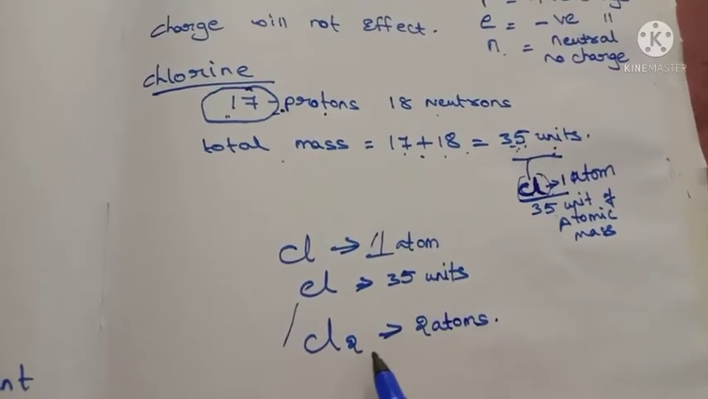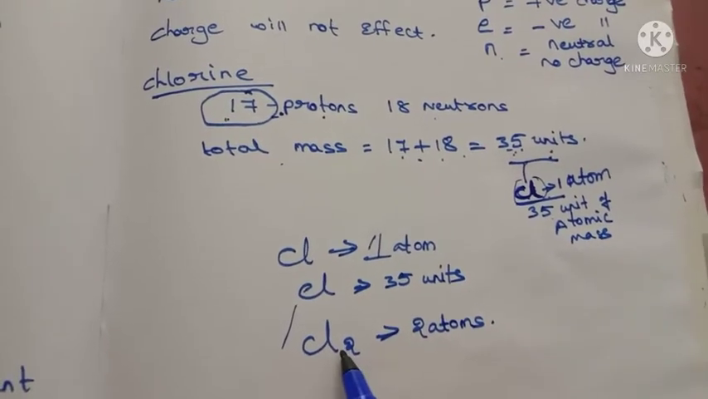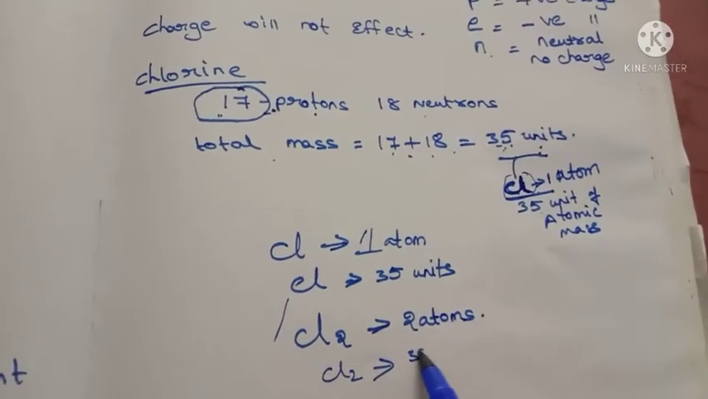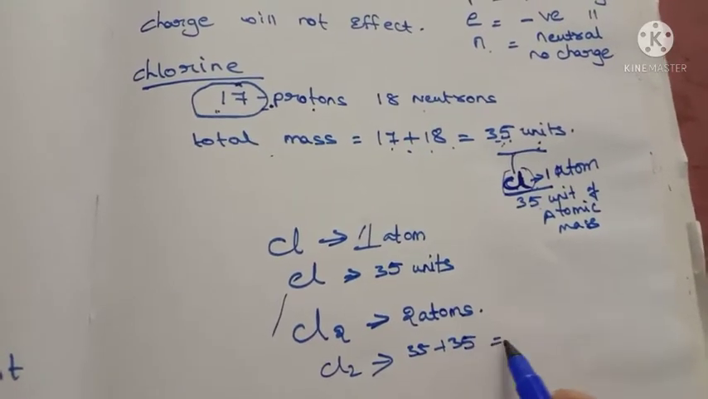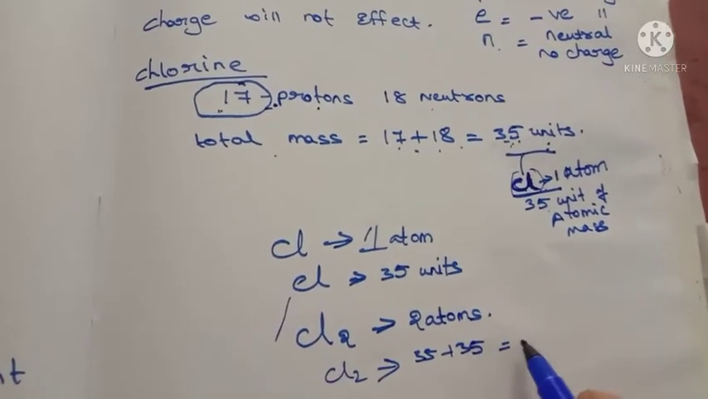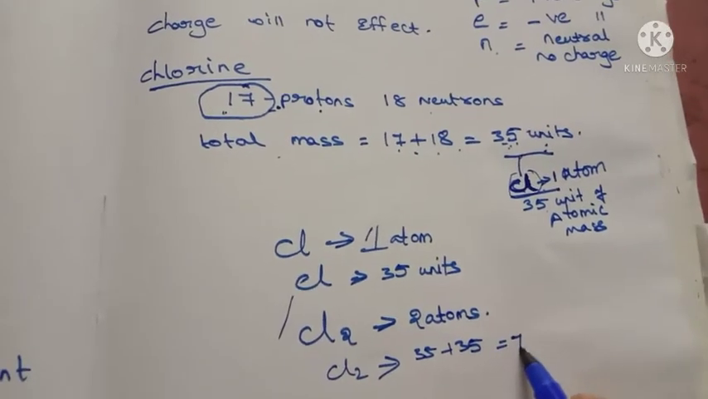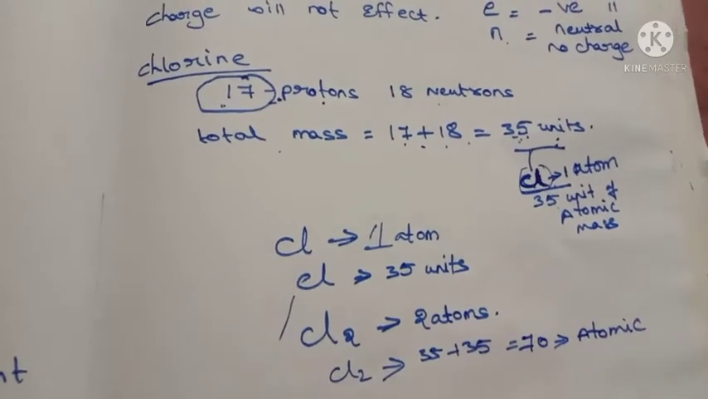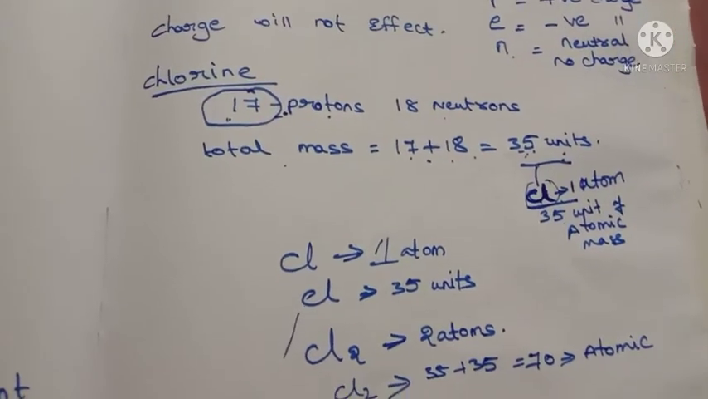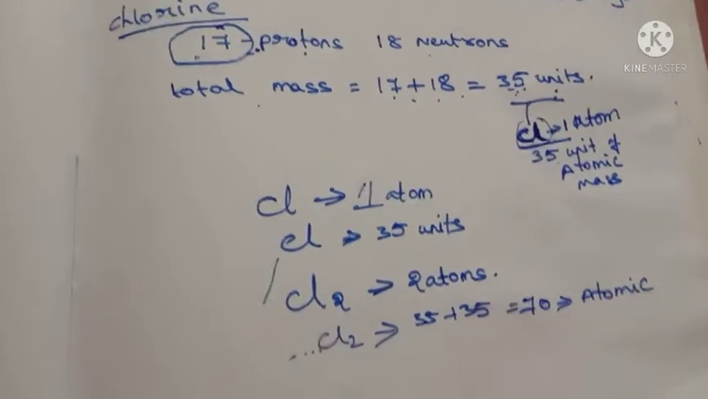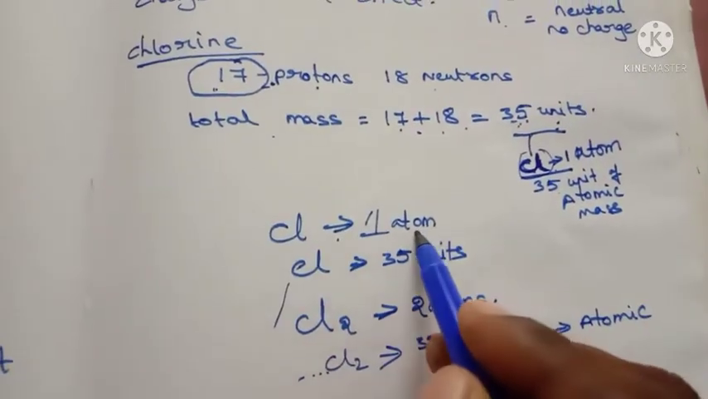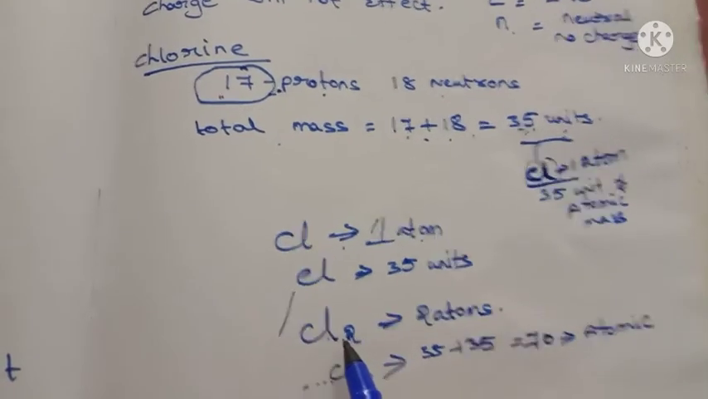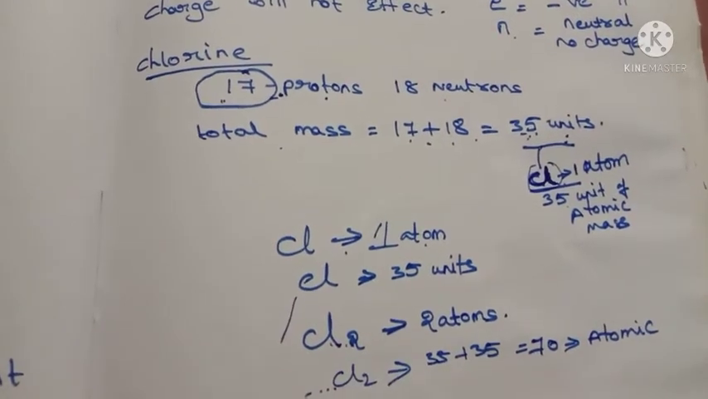What will be the atomic mass of this Cl2? 35 plus 35, 70 is the atomic mass it is representing. Here it is representing 1 atom, here it is representing 2 atoms. I hope you understood what a symbol is.